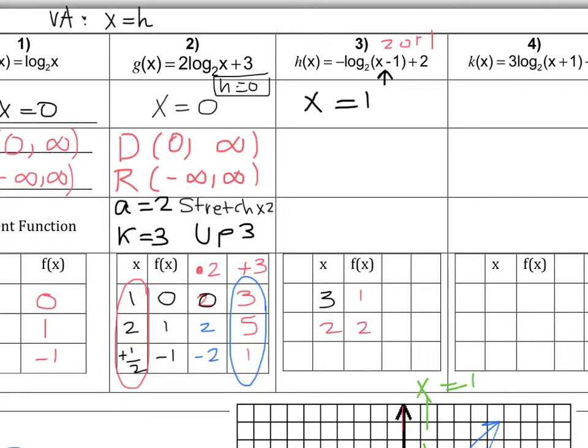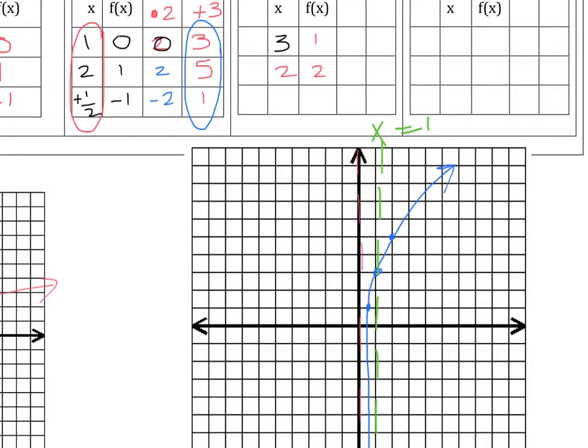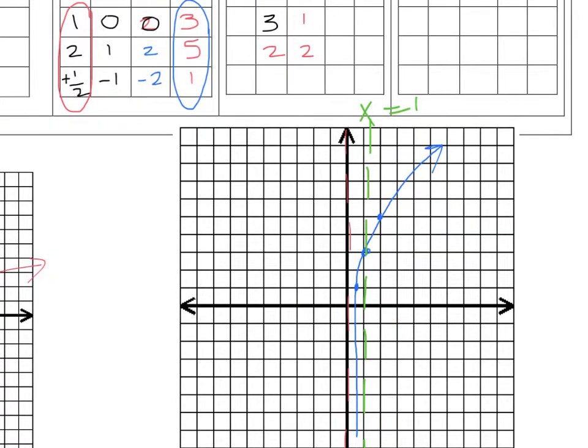So let's go ahead and plot these 2 points, (3, 1) and (2, 2). I'm going to continue with the green. So 1, 2, 3, 3, 1. And 1, 2, 1, 2. So your graph is going to be so close to the vertical asymptote and going through these 2 points.